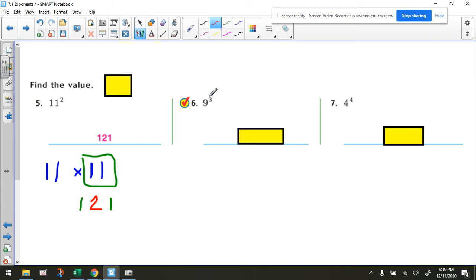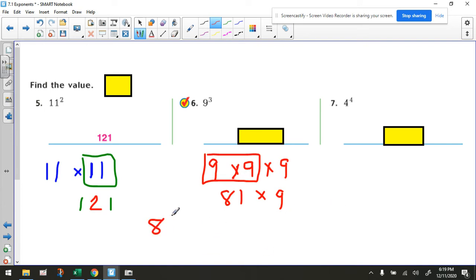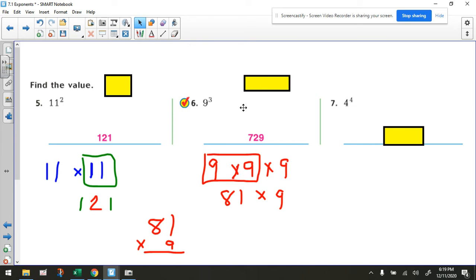For number 6, they give us 9 cubed, so we first have to think of that as its repeated factors. 9 times 9 times 9, chunk them up. 9 times 9 would be 81. And then we have to find 81 times 9. Now, most people can't multiply that horizontally. You really need to do the algorithm off to the side. So if you do the 81 times 9 and do the standard algorithm for multiplication, then you'll get the answer for that, which is 729.